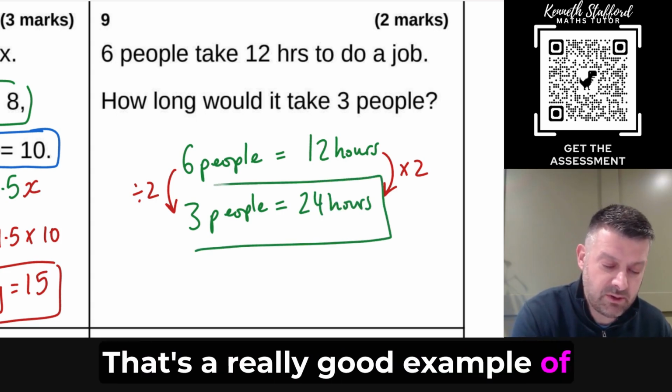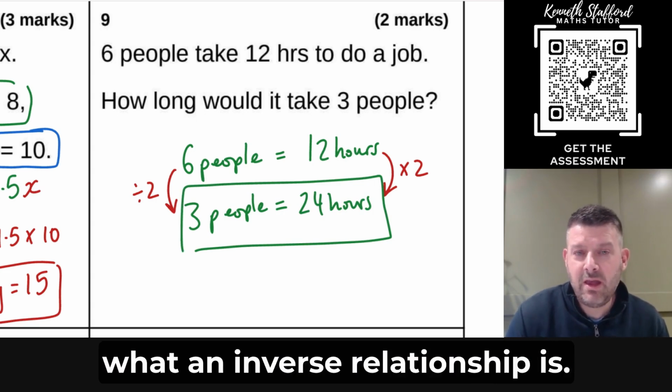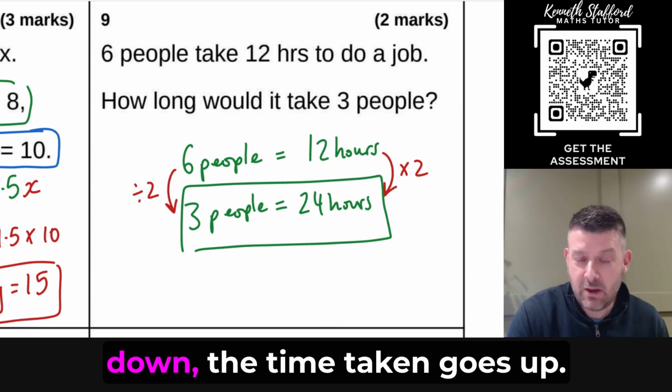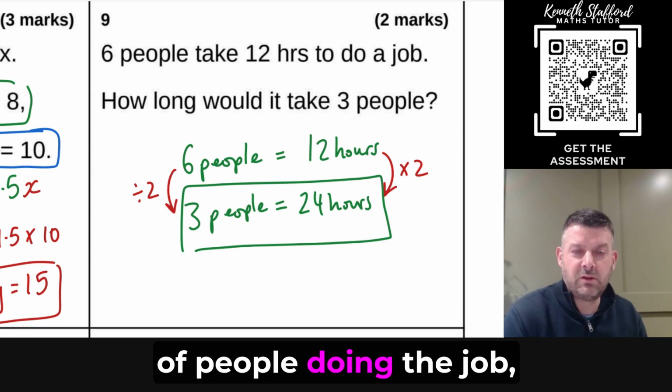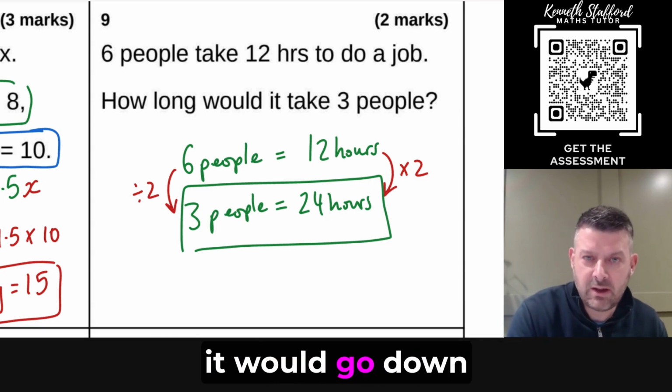That's a really good example of what an inverse relationship is. As the number of people goes down, the time taken goes up. And if we increase the amount of people doing the job, the time taken to do it would go down.